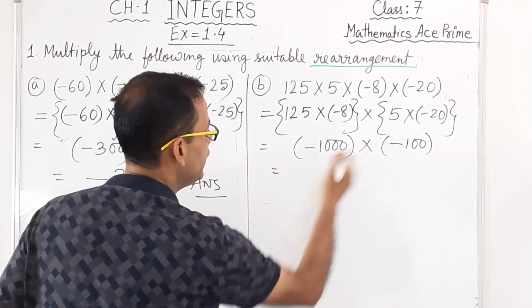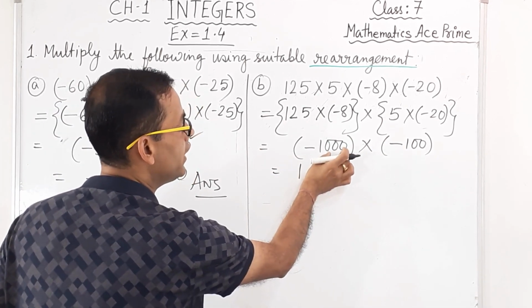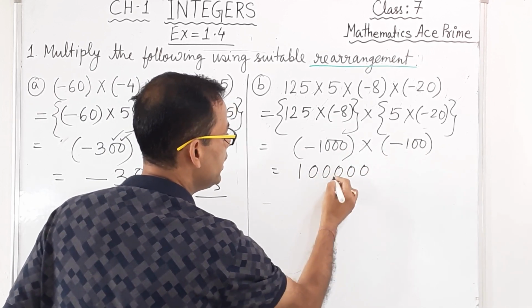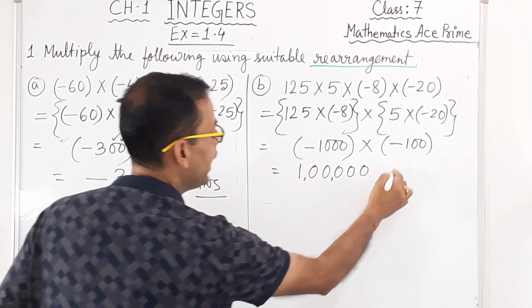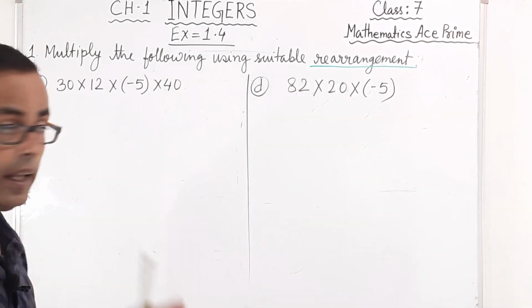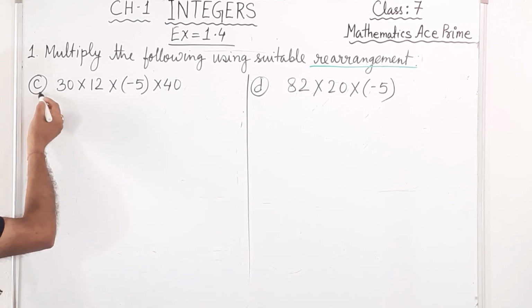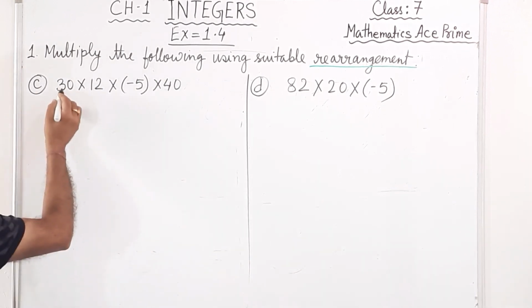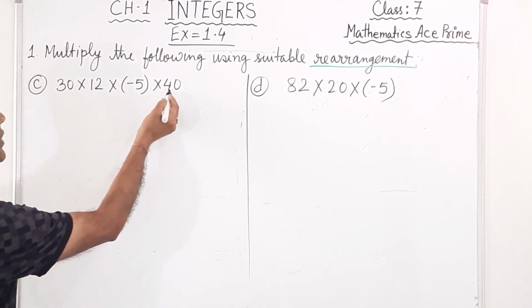Now 1 into 1, 1. And how many zeros are there here? 3, here 2, so 5 zeros: 1, 2, 3, 4, 5. And you can give a comma here, and this is the answer. Okay? Now we will solve question number C. Okay, 1C: 30 into 12 into minus 5 into 40.